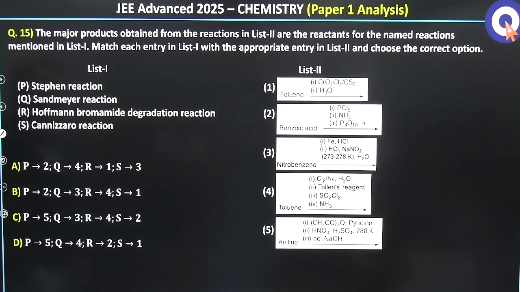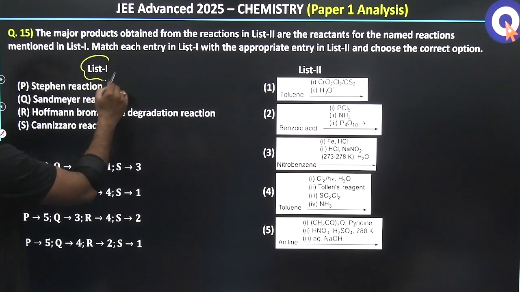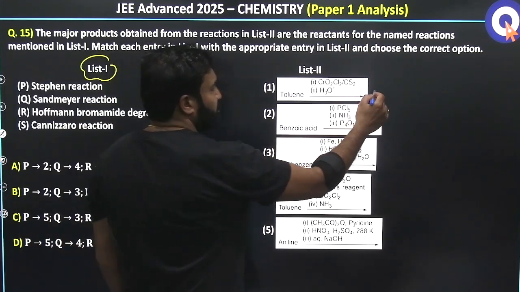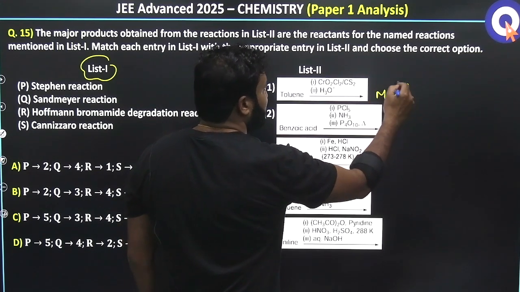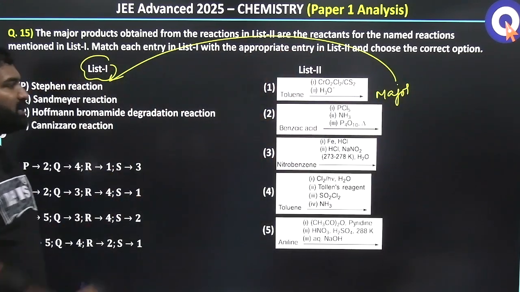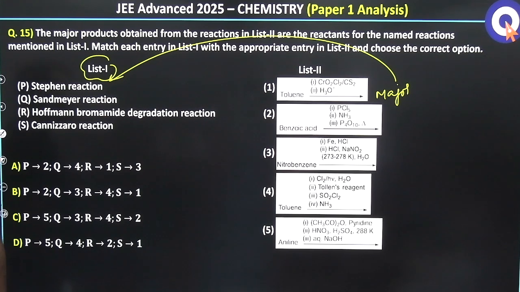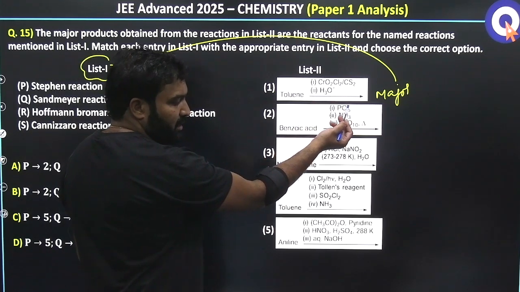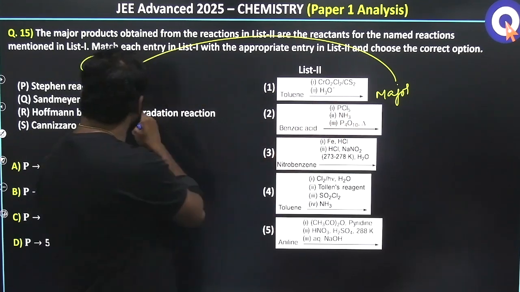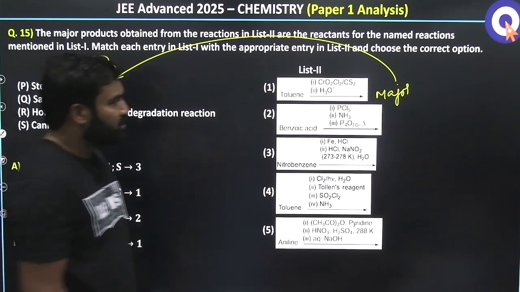We will discuss the next question, which is in paper 1. The major products obtained from the reactions in list 2 are the reactants of the named reactions mentioned in list 1. So what we have to do here is write the major products, and whatever major product we get here should be the reactant of list 1, right? So first we need to find out the major products, and once we get them, we need to match them with list 1, right? So this is toluene.